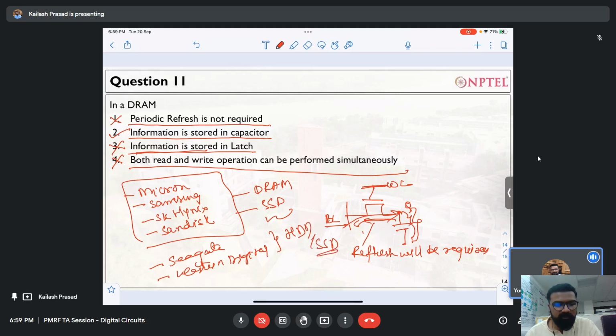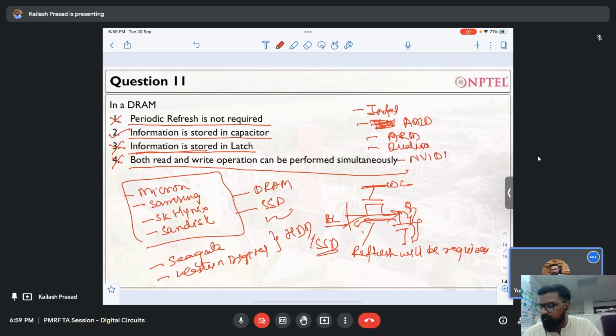And who designs the SRAMs? Every company that designs processors uses SRAM. So Intel, AMD, ARM, Qualcomm, Nvidia. TSMC is not one of them, TSMC is a foundry. All of these companies design SRAM in whatever processor you are using.